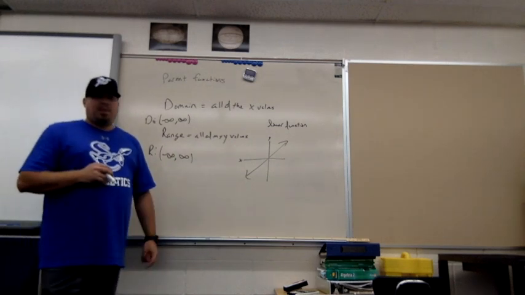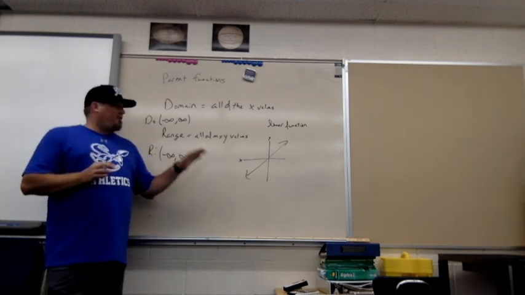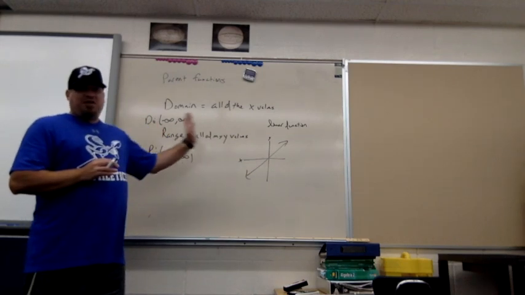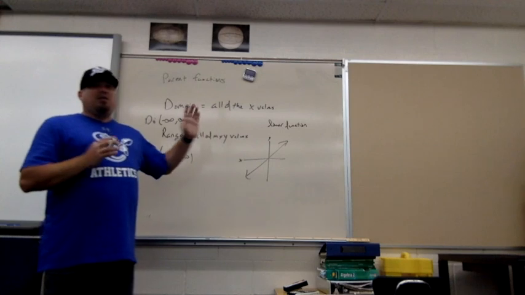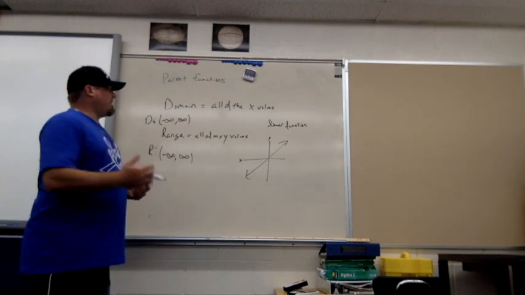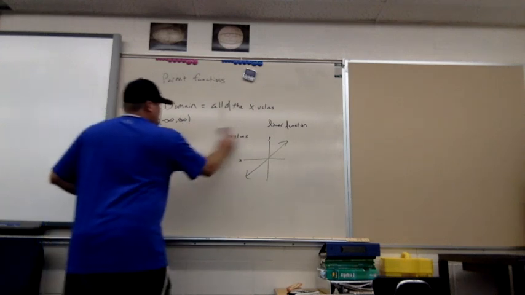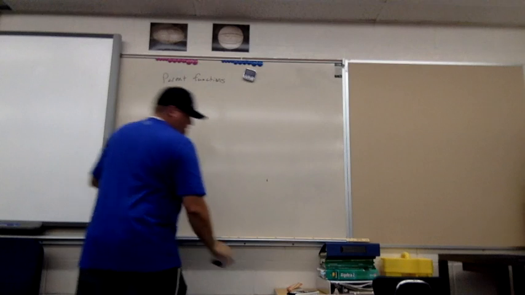Okay? Now, there are some of the functions that are going to have different ranges. This is the simple one. Okay? It's just negative infinity to infinity on our domain and negative infinity to infinity on our range. Okay? Pretty straightforward. But let's take into account our first one, our constant function with the domain and range.